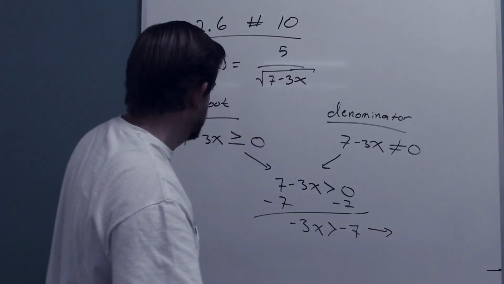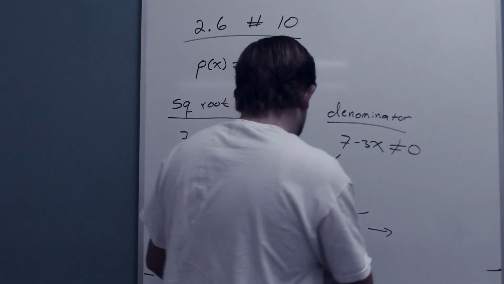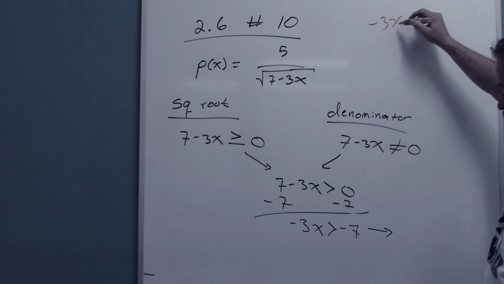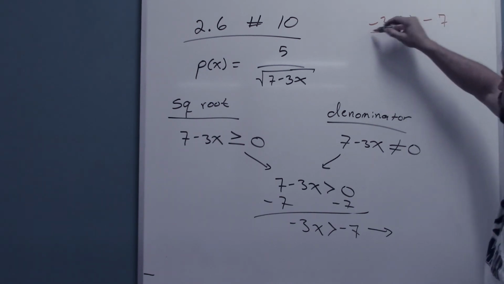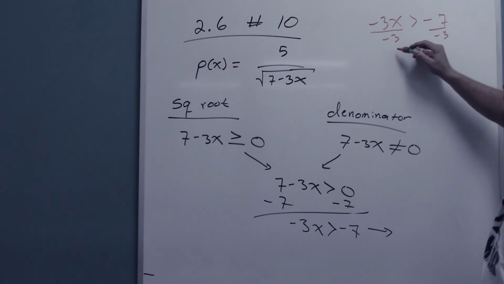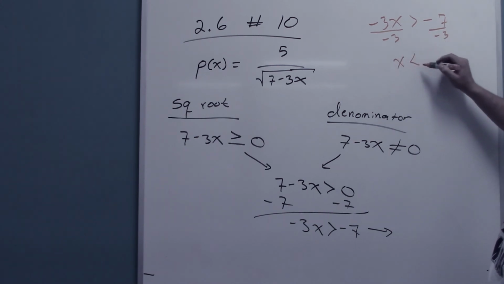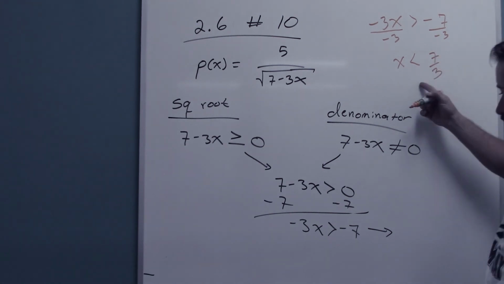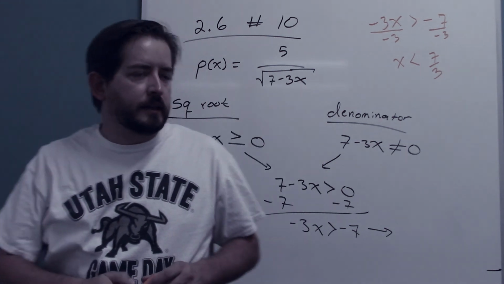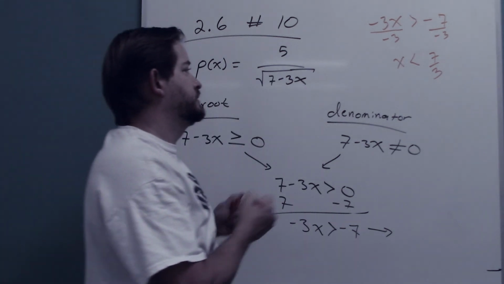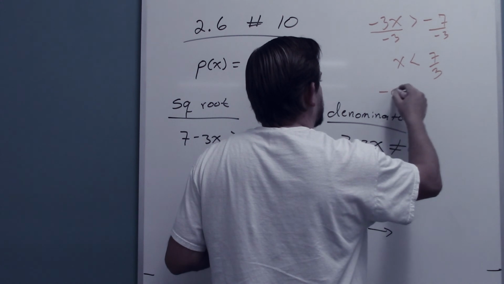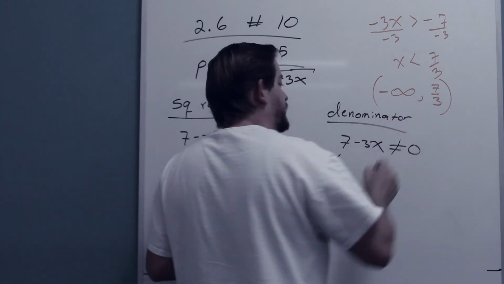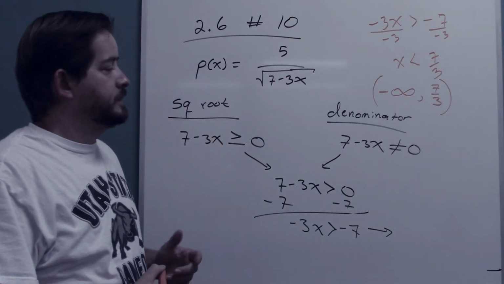Let me do it up here perhaps. We have this negative 3x is greater than negative 7. And if I divide each side by negative 3, that becomes x. The symbol switches. Negative divided by a negative is a positive, so that is a positive 7/3. And that's my final solution, is anything less than 7/3. So that is to say, anything from negative infinity up to 7/3, not including, so it's a parenthesis, not a bracket. Right? And that's our answer.